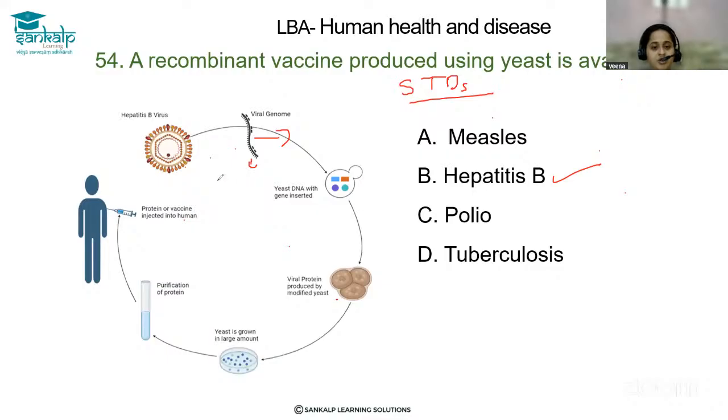The viral genome will be inactivated inside the vaccine. So this is the recombinant vaccine produced using yeast, that is for the disease called hepatitis B.